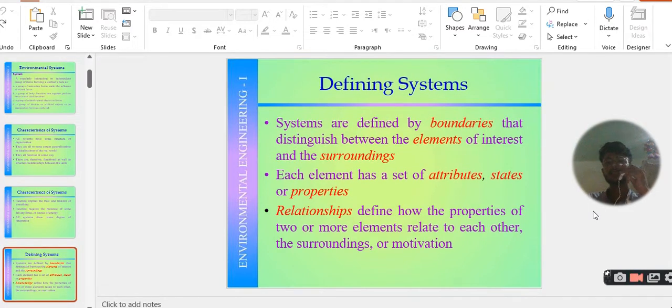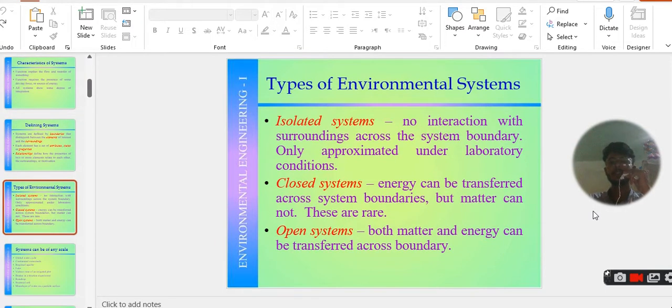Defining systems. Systems are defined by boundaries. They distinguish between the elements of interest and surroundings. Each element has a set of attributes, traits, or properties. Relationships define how the properties of two or more elements relate to each other. The surroundings are a motivation.